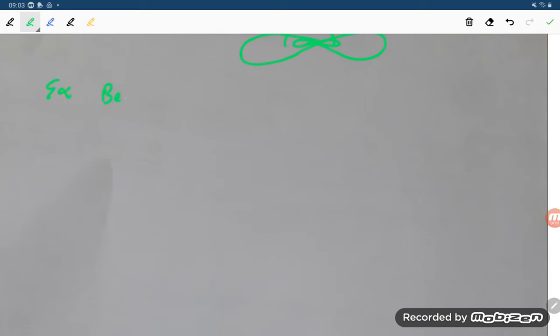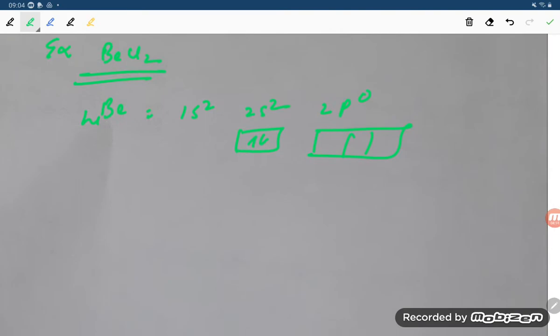For example, suppose we take BeCl2. Beryllium has 4 electrons, so the configuration is 1s2, 2s2, and 2p0. The p orbital is vacant. It requires 2 unpaired electrons to form 2 bonds. So this was the ground state. Now beryllium goes to the excited state, so one electron will jump to the p orbital.